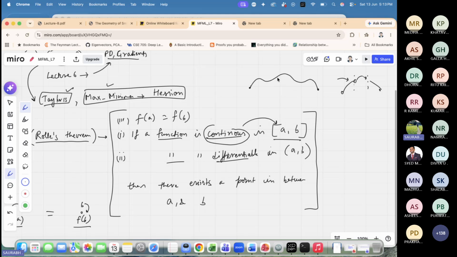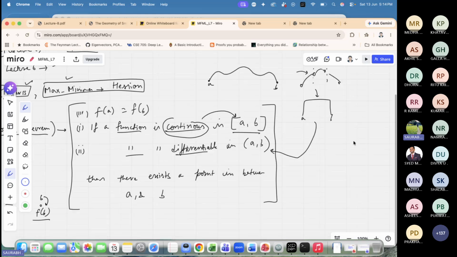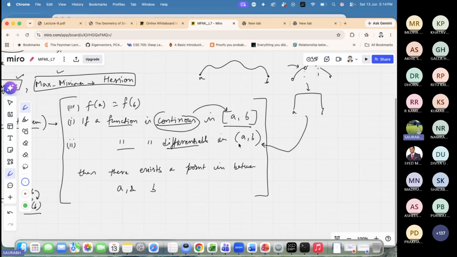If there are sudden jumps in the function, let's say this is point a, this is point b, and from point a to point b this is how the function looks. This is still continuous, but there are other problems to it. This is continuous but not differentiable. The second point says that the function has to be differentiable in the open interval a, b. It means that there cannot be any sharp corners like this.